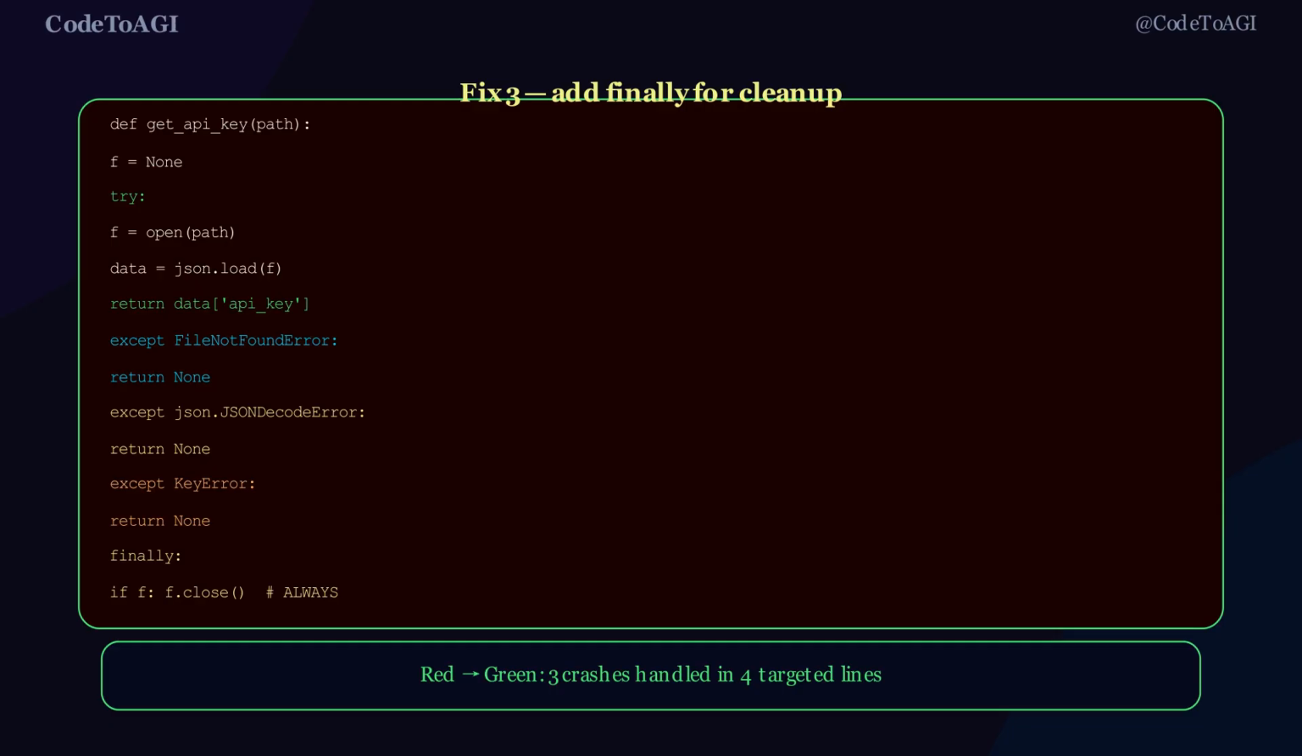Step 4. Add finally: close resources. Watch the red traceback disappear. Watch the green handled output appear. This is the exact transformation you'll make in real code.